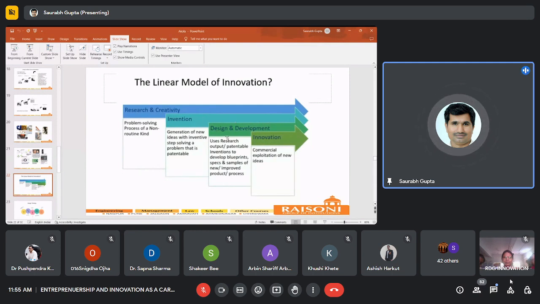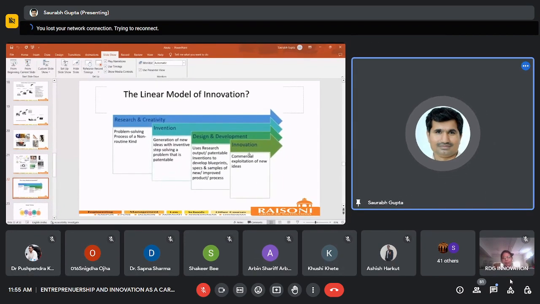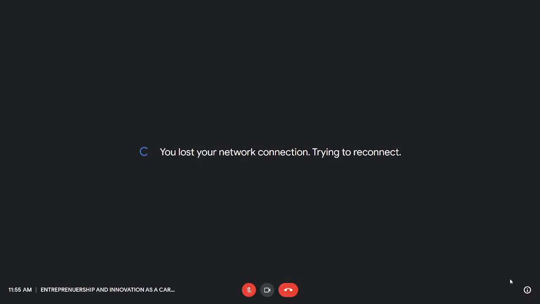And then you have to go for design and development so that it can be compact, it can be feasible, having low cost, and reach the person. That is the part of design and development, where we use the research output or patentable invention to develop blueprints, specifications and samples of new or improved products or processes. And then it goes to the commercial phase, that is innovation, which is the commercial exploitation of the new idea. So this is the linear model of innovation, starting from research to innovation.